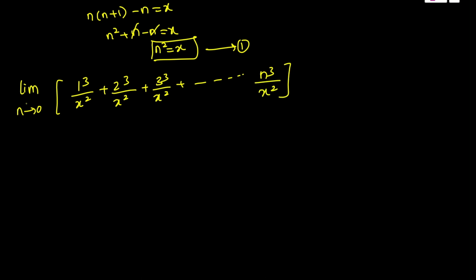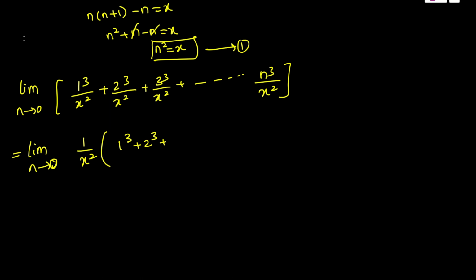Is it okay? Yes. So if you check into the problem, the limit is over n, so wherever x is there, I'll replace it with n square. Okay. Before moving on to that, I'll actually take x square common from all the terms. So if I take 1 by x square outside, this is 1 cube plus 2 cube plus 3 cube.